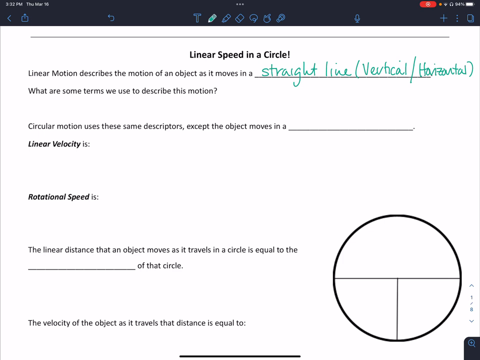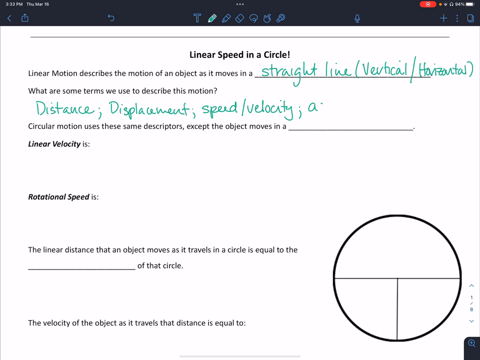What are some terms that we use to describe this motion? Well, we've used quite a few, but in general, we talked about the distance the object travels. We talked a little bit about its displacement compared to where it was initially. We've talked about its speed and its velocity.